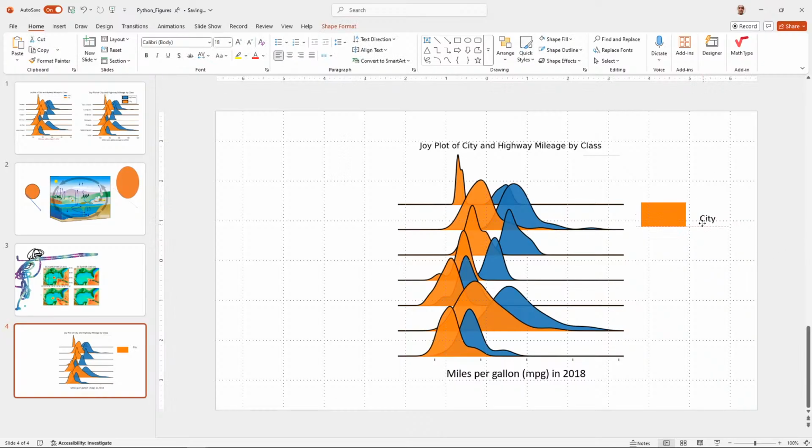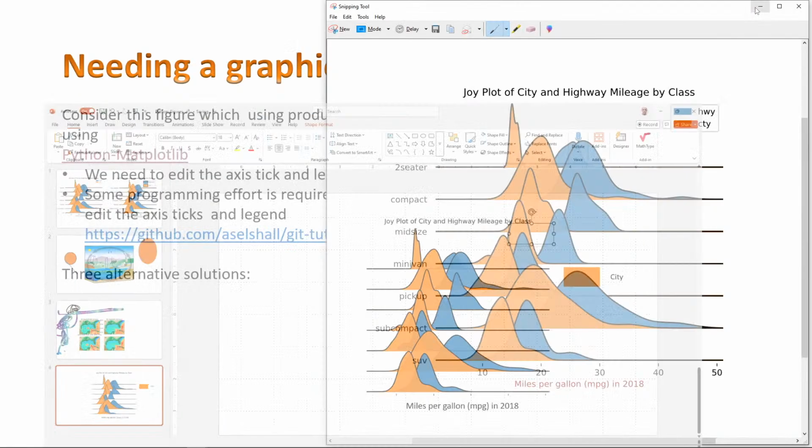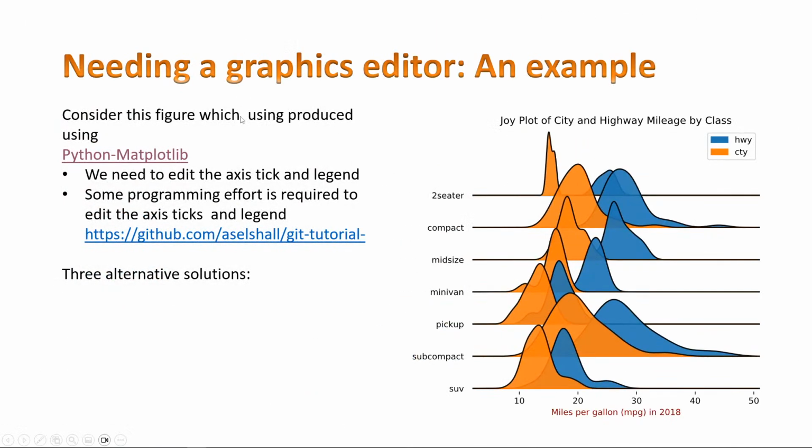So that would be like city. And then I do another one for whatever, like highway. So now that's one way to do this. So that's like one way to do this.